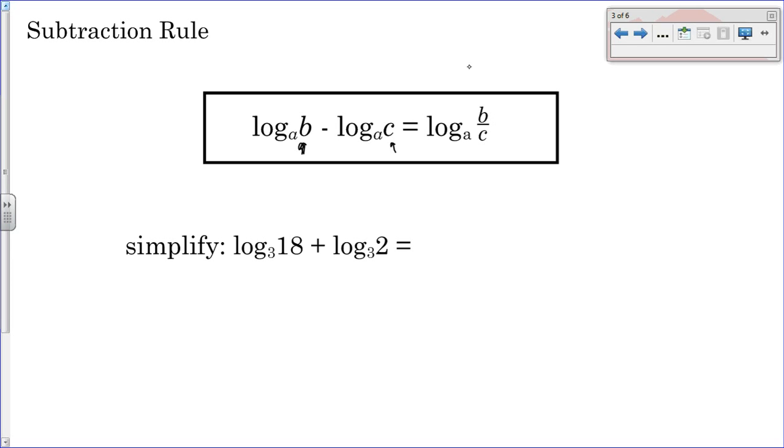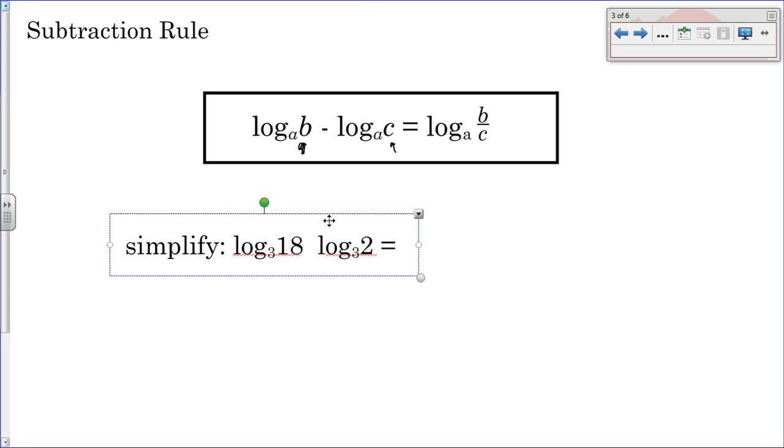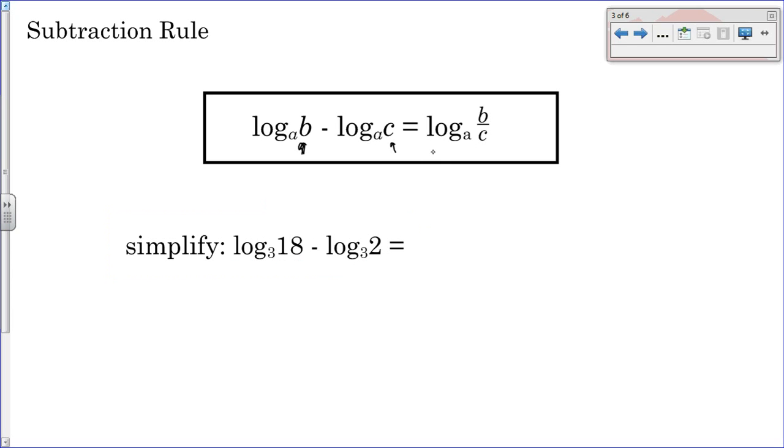So if we go down here to this example, let's simplify the log base 3 of 18 minus the log base 3 of 2. Following our rule, it's going to be the log base 3 of 18 divided by 2, which is the log base 3 of 9, which is of course 2 because 3 squared is 9. Just remember your spiral that I told you about. Now, the same rules apply to this as to addition.